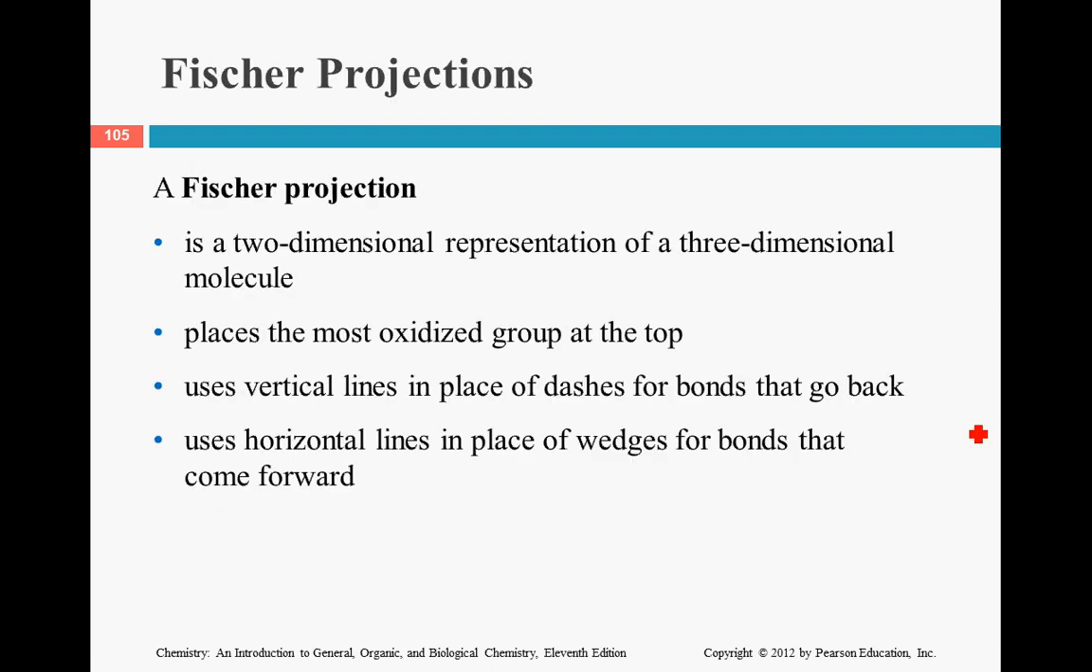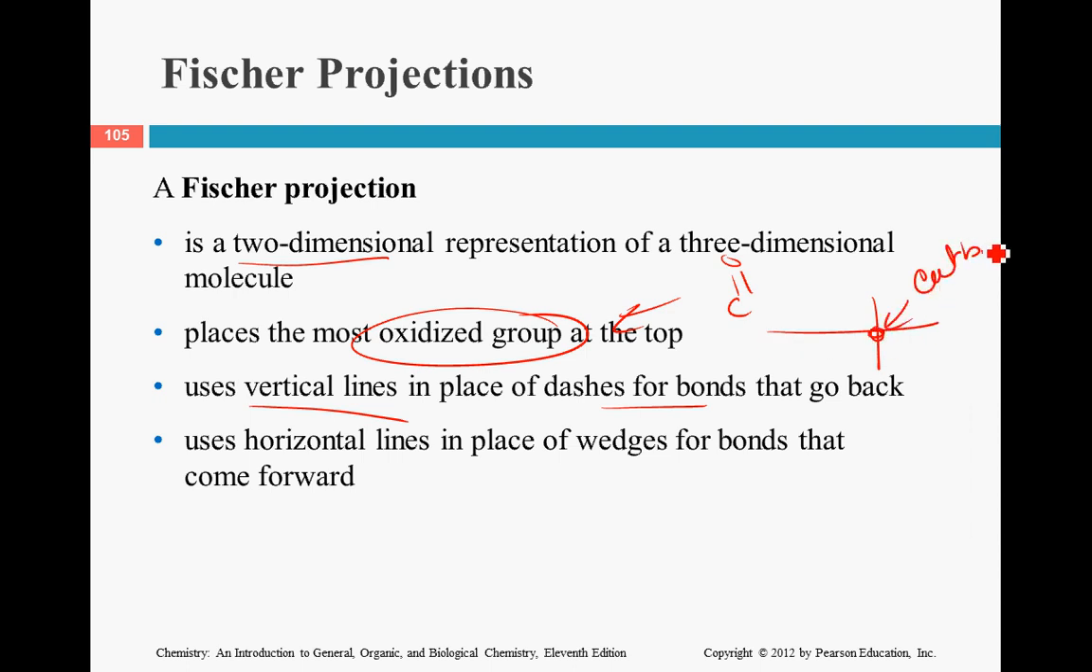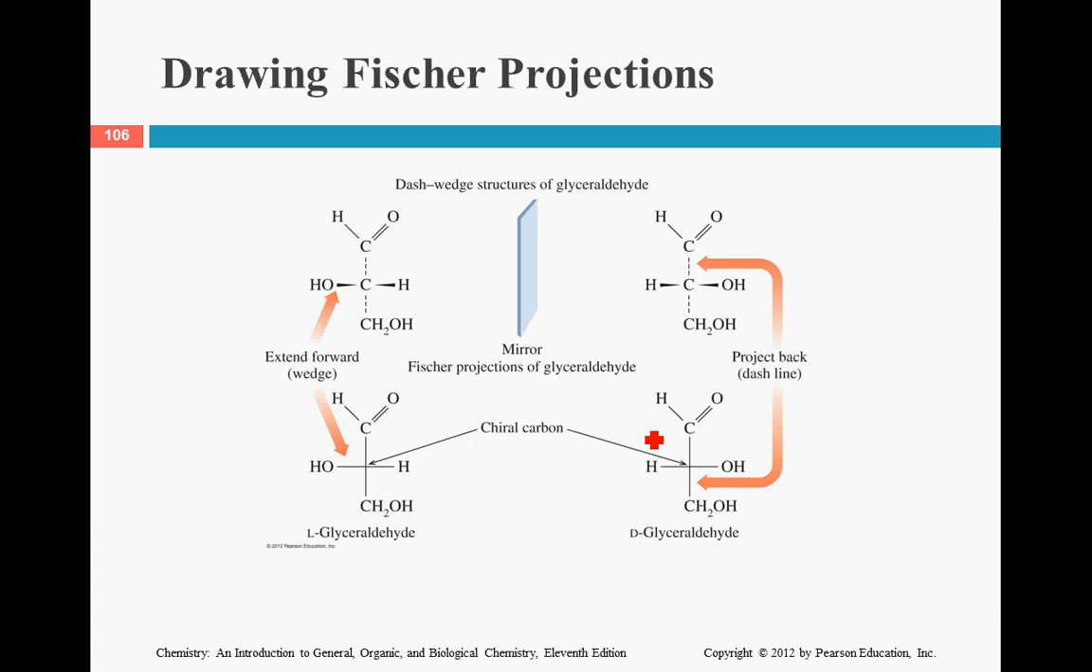Now we're going to talk a little bit about Fischer projection because we're going to talk a lot about it in the next chapter, so we want to have a little bit of an introduction to it. It's basically a 2-dimensional way, a drawing of a molecule. The most oxidized group is on top, which usually means a carbon-oxygen double bond is going to be on top. Vertical lines are representative bonds where they cross. That's the carbon. And I'll show you a picture of these in a second. Horizontal lines means that they're coming forward. So here we go.